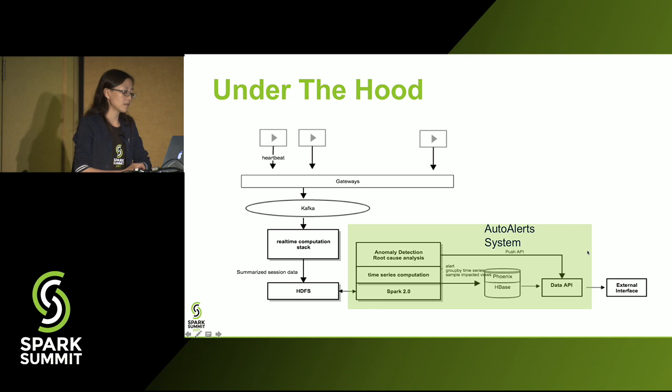This diagram just shows you the auto alert system at the infrastructure level. The boxes at the top represent the video players. We have sensors running in each individual player, which constantly measure the quality of the viewing experience. All the measurements are periodically sent to our backend. Then we have a real-time computation stack on our backend, which takes all those heartbeats, all the measurements, and summarizes them for each video session. Then the summarized data is stored in HDFS to be consumed by other applications.